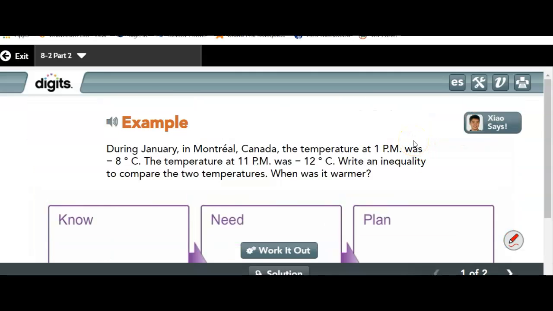During January in Montreal, Canada, the temperature at 1 p.m. was negative 8 degrees Celsius. The temperature at 11 p.m. was negative 12 degrees Celsius. Write an inequality to compare the two temperatures. When was it warmer? An inequality is a greater than sign or a less than sign. So find a neighbor, write an inequality, and tell which one's warmer. Go.